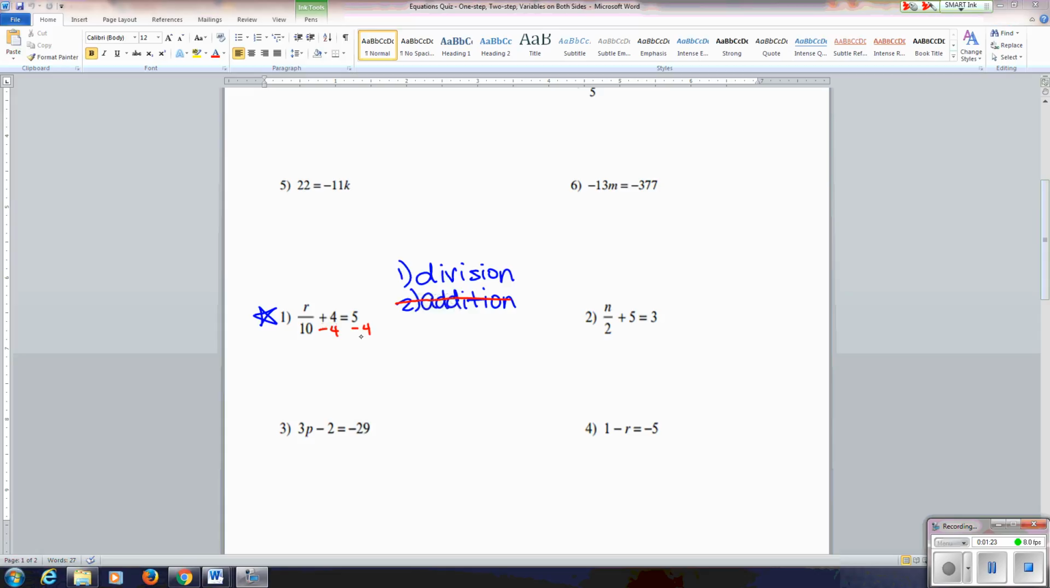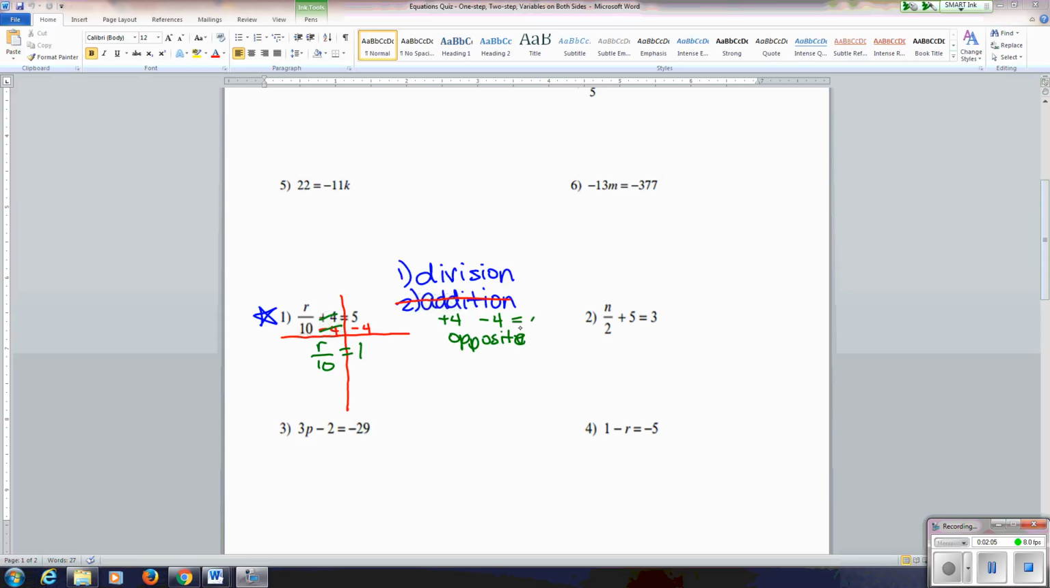So we have to take off 4 from here too, because after we've added 4, we end up with 5. So before we added that 4, we must have had a 1, because 1 plus 4 is 5. So we're undoing that addition, and we are now down to just the division. So now we're to the division. Since we had a positive 4, we did a negative 4. We did the opposite. Okay?